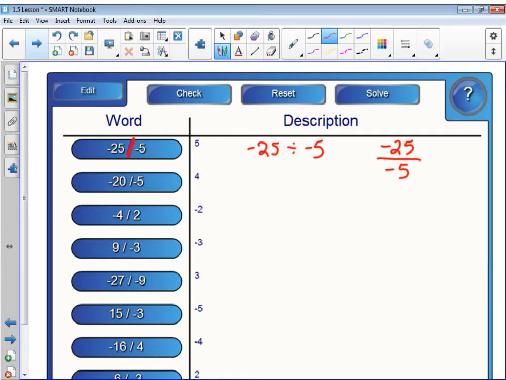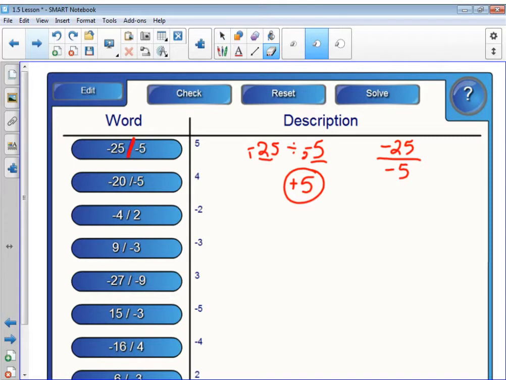Now when I look at this, I'm going to think 25 divided by 5. And 25 divided by 5 is going to give me 5. Then I count my negatives. 1, 2, that's a positive 5 for this one. Okay, so let's try another one.